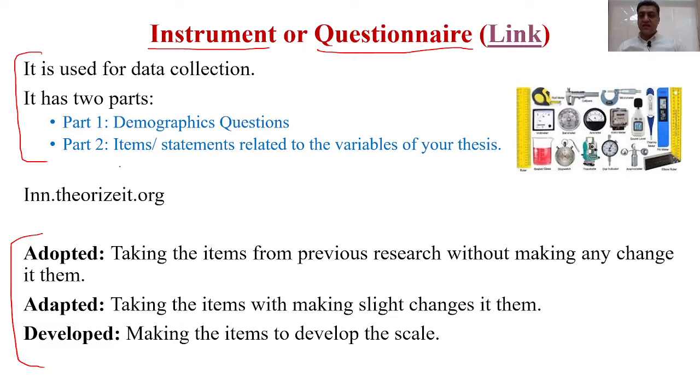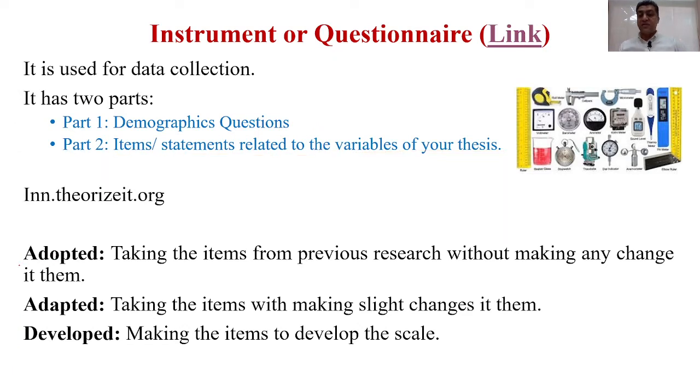So we have seen the two parts in our questionnaire. First is the demographic part through which you collect data, and then you have the second part which is related to the items or the statements related to the variables of your thesis or of your research. It should be concise, which means that it should not go up to many pages, because then people, when they look at your questionnaire, will feel that it will take a lot of time to fill it. So try and make it as short as possible, but at the same time it should be clear to people.